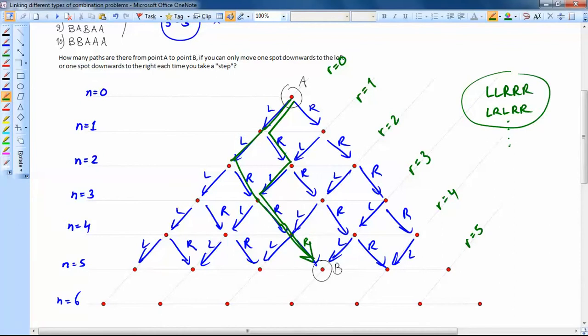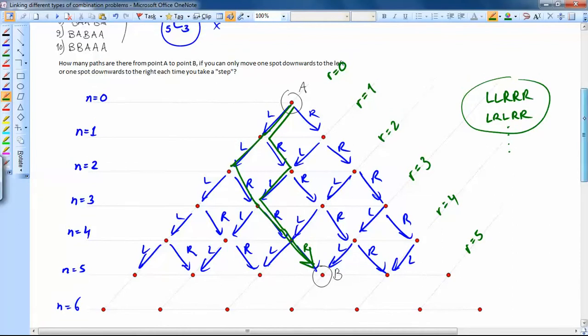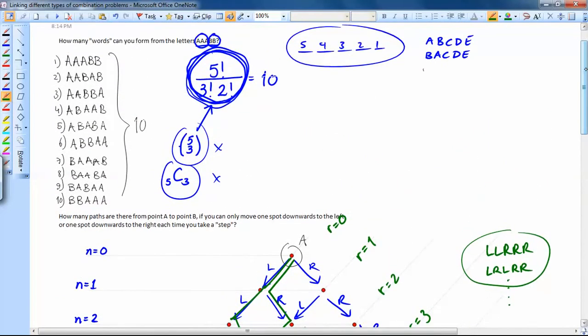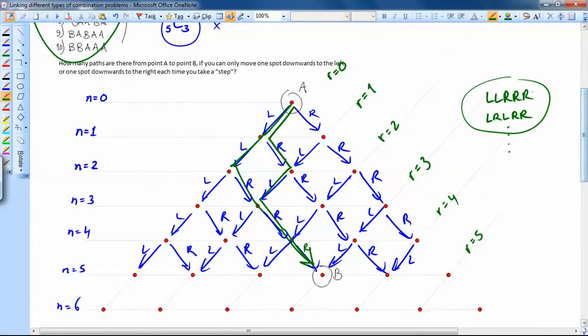So really, it turns into a problem just like this one right here. How many words can I form with 2 L's and 3 R's? Well, that's going to be exactly the same type of problem. So it's going to be 5 factorial over 3 factorial, 2 factorial, which is 10.